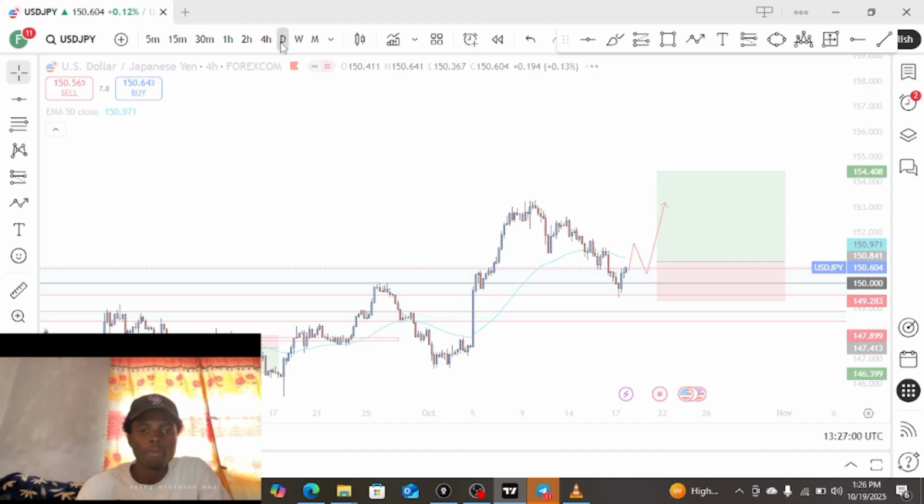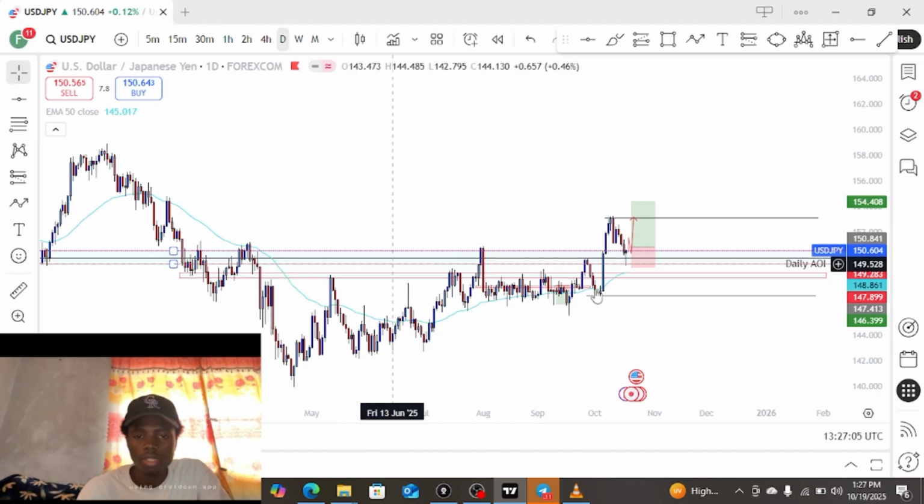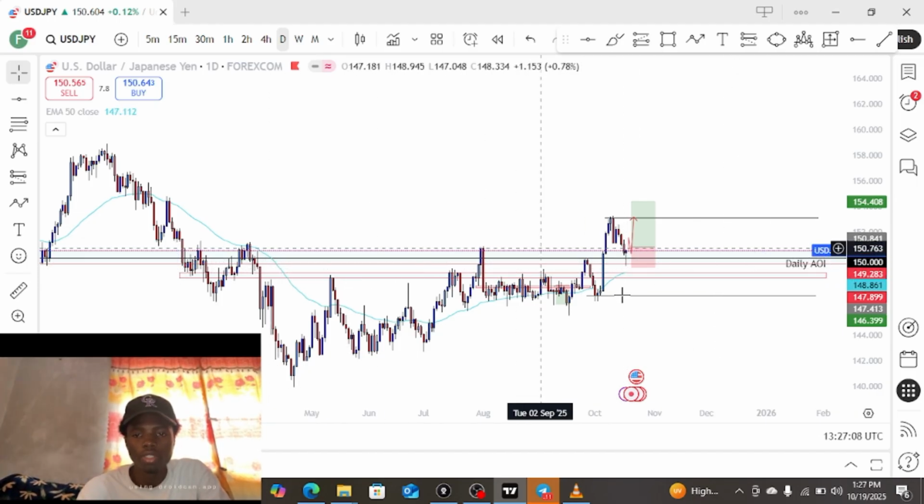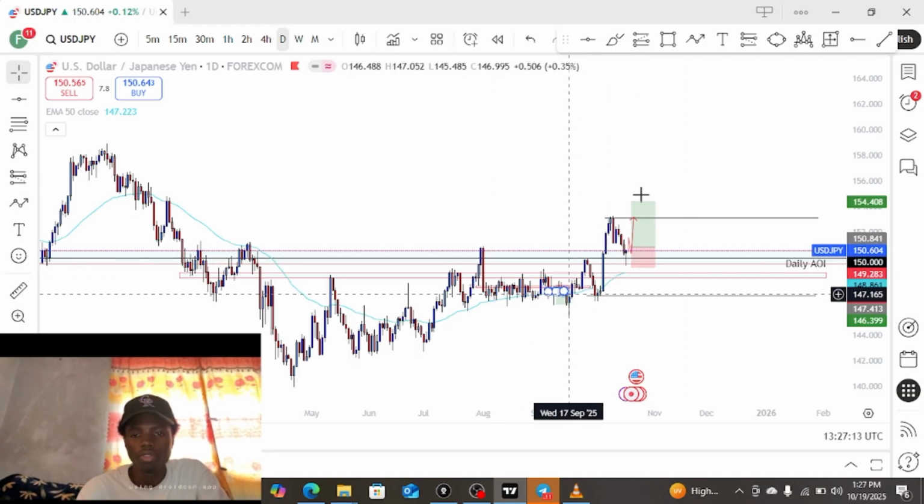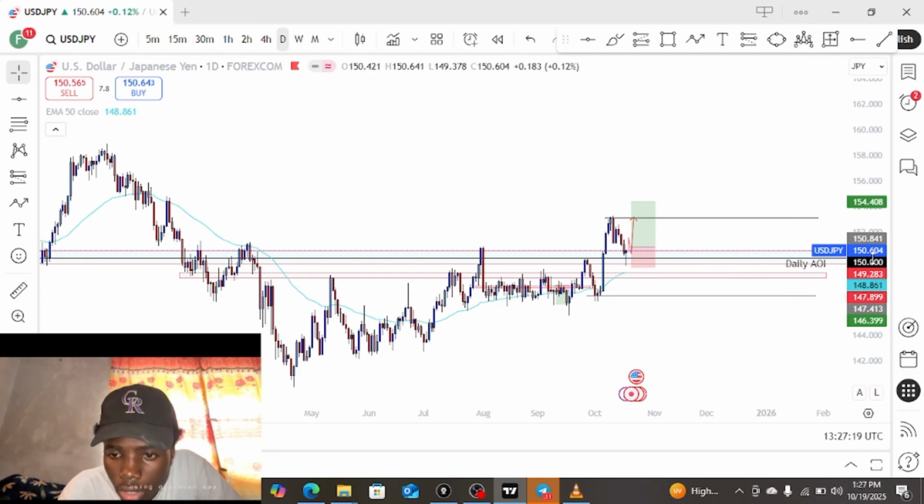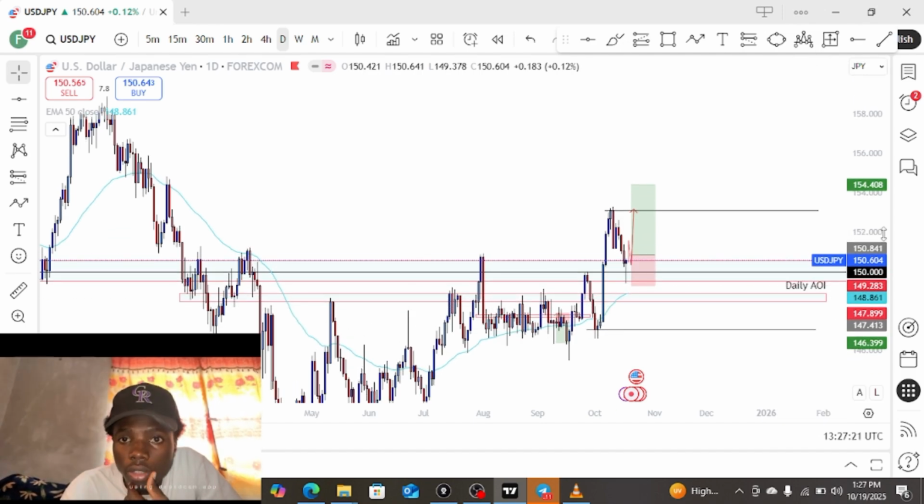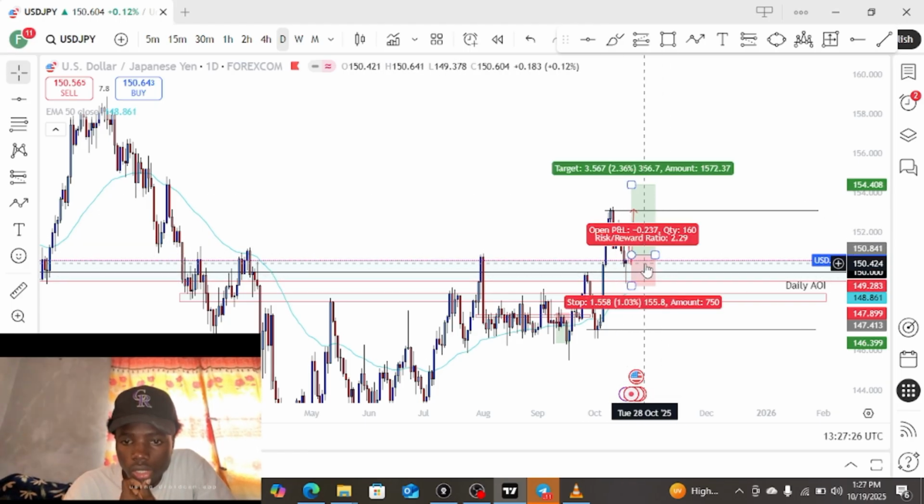Go to the daily. The daily is giving me the rejection from the AOI, rejection from the round psychological level, rejection from the point of interest, rejection from not touching the EMA yet. It's not touching the EMA. We have the candlestick rejection doji. I need the daily to create this bullish engulfing. Then the following day, I need the wick and then push. That's what I'm looking for.